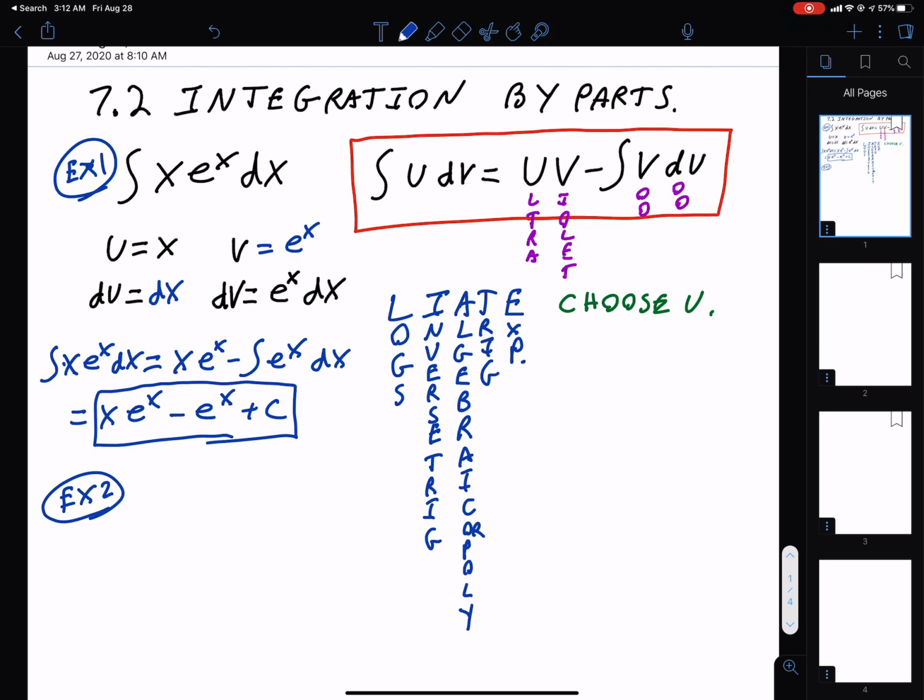So let's see if you can find the integral of x sine x dx. You should pause the video now, try this problem using the rules we just did, and then start it again and see if you chose rightly.